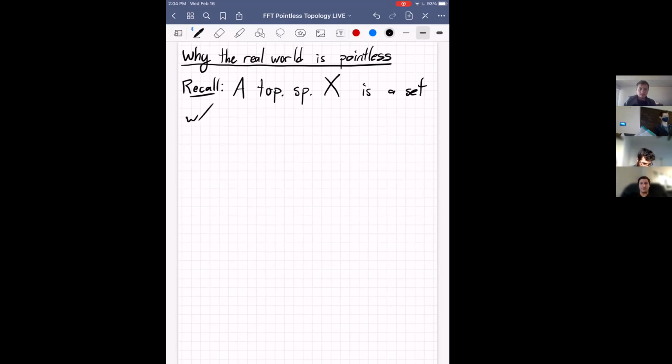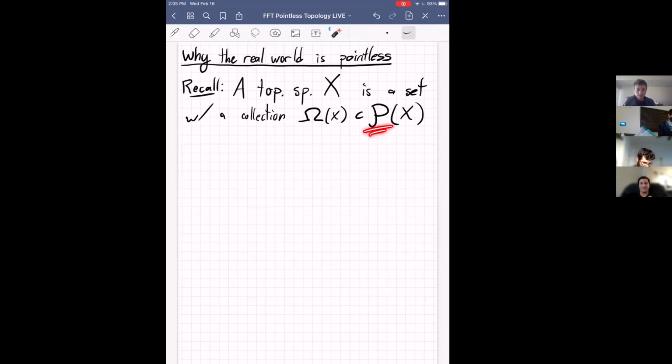With a collection, let's call it a collection, omega of X, which is going to be a subset of the power set of X. So excuse my bad script P, but this is the script P we're getting today. And this collection is going to be called the collection of open sets, right?